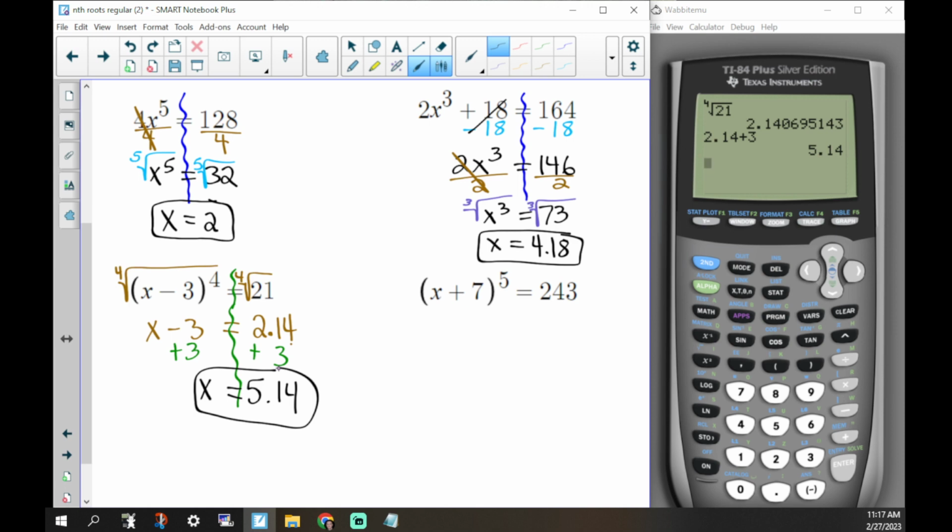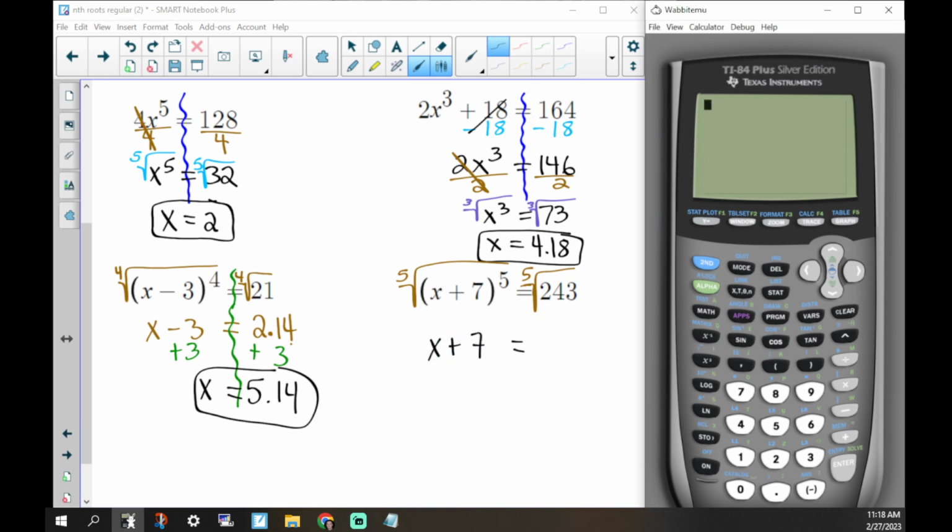Looking at the next one, we have, in parentheses, x plus 7 to the fifth power equals 243. We will start out by rooting it, whatever it's raised to. In this case, it's 5, so we will do the same thing over here. We're left with x plus 7 equals, I'm going to clear that. We're going to do 5, hit the math button, go down to 5, we'll do 243, we get 3. Nice easy number right there.